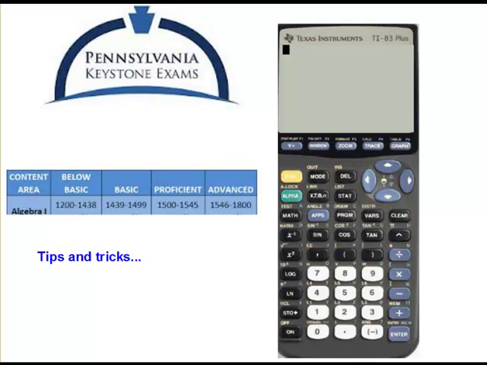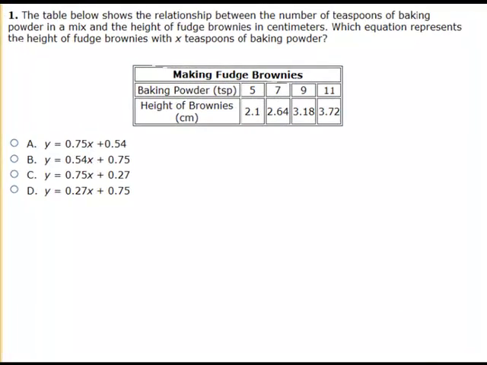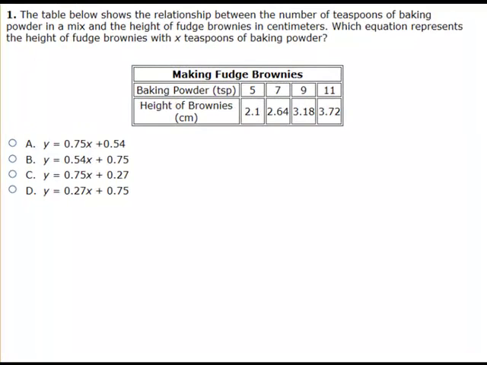Hello everyone, welcome to Mr. Wegman's video on some tips and tricks to help you on the Pennsylvania Keystone exam, especially some calculator tips and tricks. So let's take a look at a problem involving a table. In this table, we have some inputs and outputs. Whenever you're given a table, we can enter the inputs and outputs using the stat key.